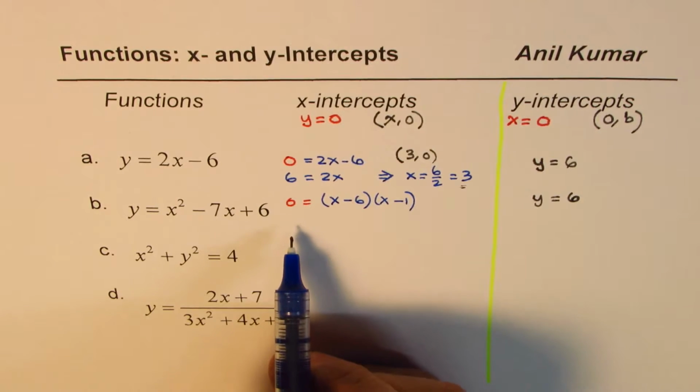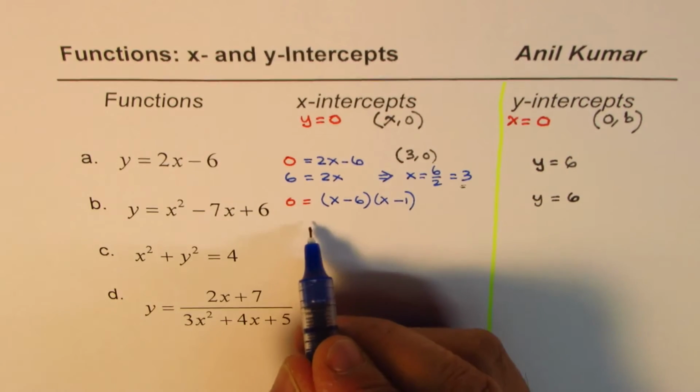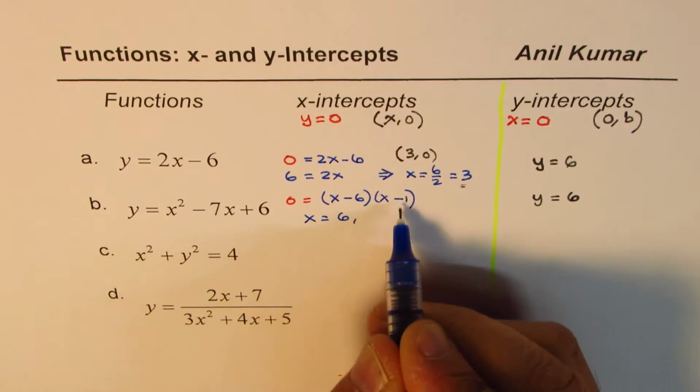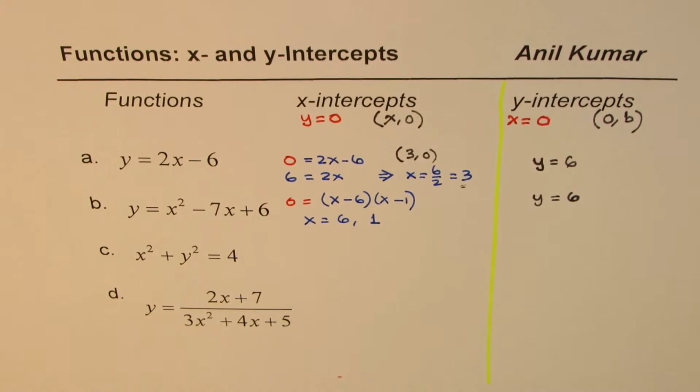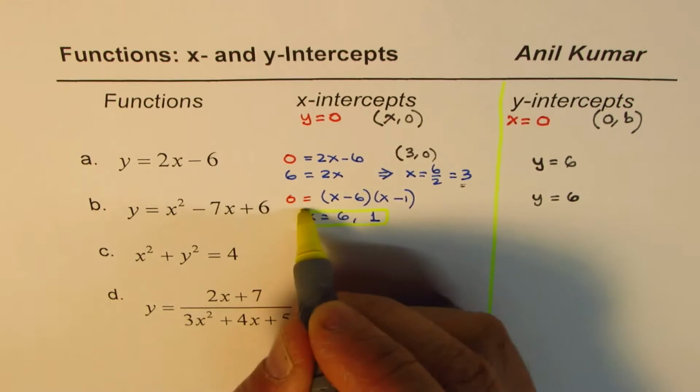When will this be 0? This will be 0 at x equals 6 and at 1. So there are two x-intercepts for this parabola. And that is the answer, right? So let me highlight this answer in this case.